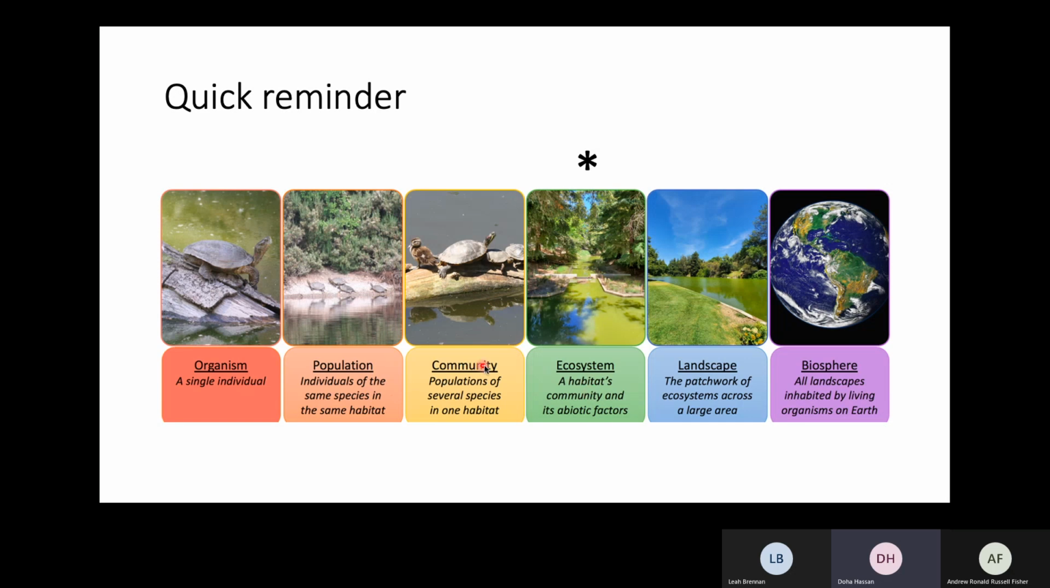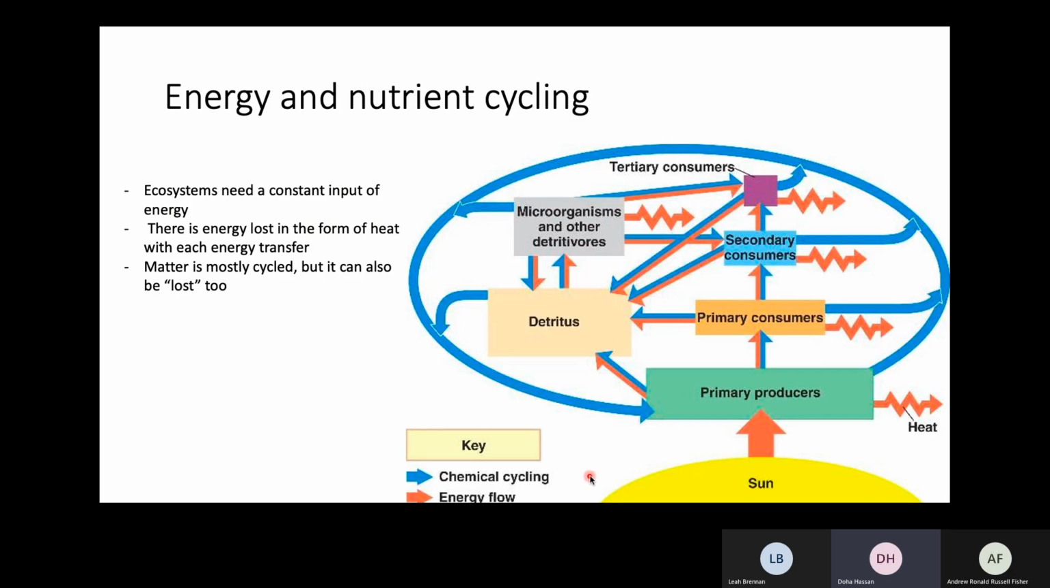So again, this is if you zoomed out and looked at some of the abiotic factors in that habitat as well. So we're looking at the same habitat as before, except this time we're also including, for example, if it's an aquatic one, the water. We could be including rocks, dirt, sunlight, all those things that we didn't consider before. Those are all a part of the ecosystem. So let's talk about energy and nutrient cycling.